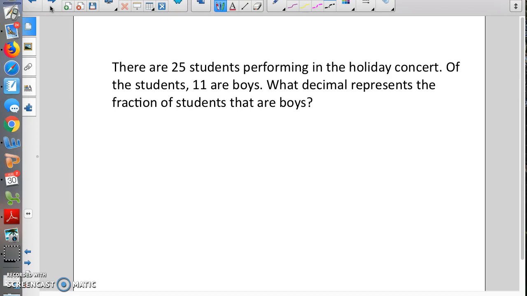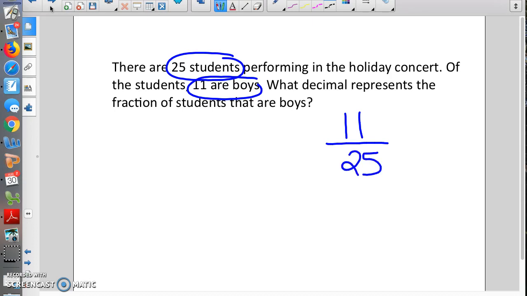So there are 25 students performing in the holiday concert. Of the students, 11 are boys. So we have 11 boys out of 25 students. What decimal represents the fraction of students that are boys? First of all, you need to write the fraction. There's 11 boys out of a total of 25 students. And how do we make a fraction a decimal? Well, we have to divide 11 by 25.